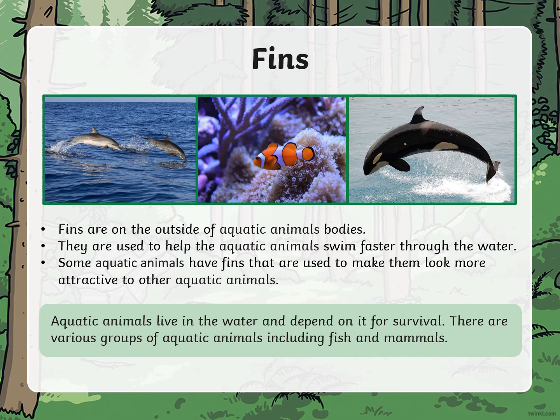So fins are on the outside of the body, a bit like arms, okay, of aquatic animals. And aquatic animals are animals that can live under the sea. And it says the fins help the aquatic animals swim faster through the water. And it says some aquatic animals have fins that are used to make them look more attractive than other aquatic animals. Oh, so attractive means good looking. So we all love dolphins, don't we? We always think dolphins are beautiful and we like the fins on a dolphin.